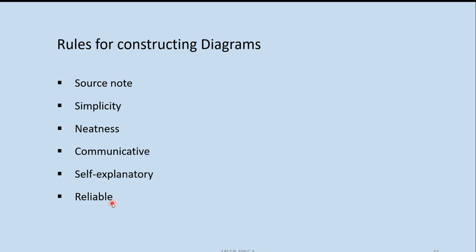So that is very important, and neatness is also very important. We are not expected to strike out the things which are in the picture. We have to clearly erase the unwanted things, and then we should clearly present the picture in a proper way, which is suitable for the given data. And communicative: the picture should be easily communicative to the user.